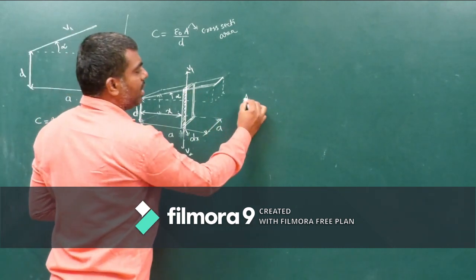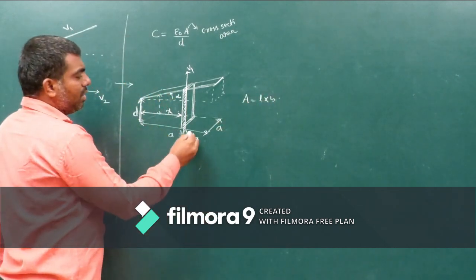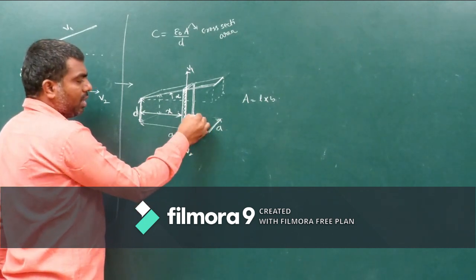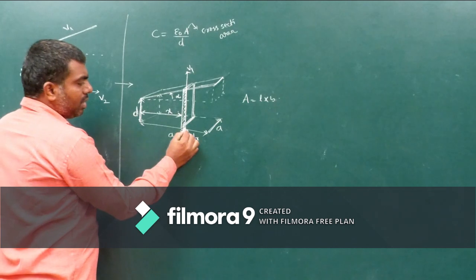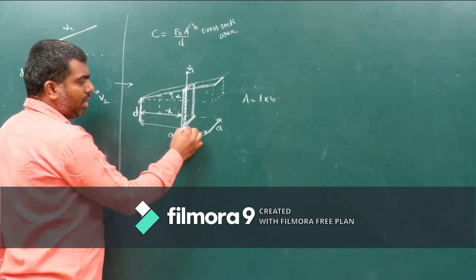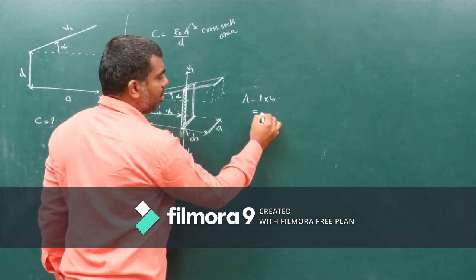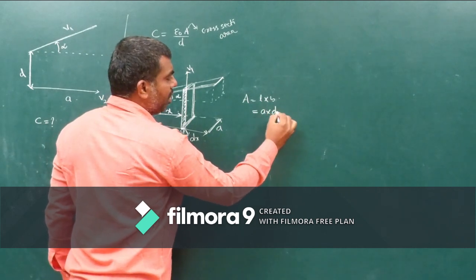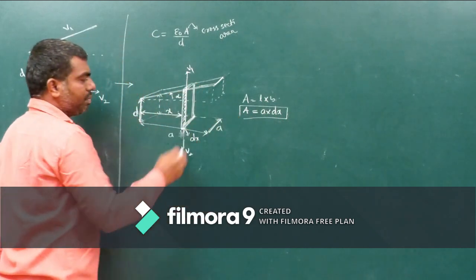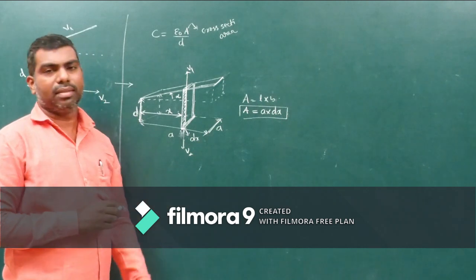We know that the area equals length into breadth. What is the length? This is nothing but length, here it is A, and this is the width. This length is A and this width is dx. So here length is A and width is dx. The area of this small sheet is A into dx.